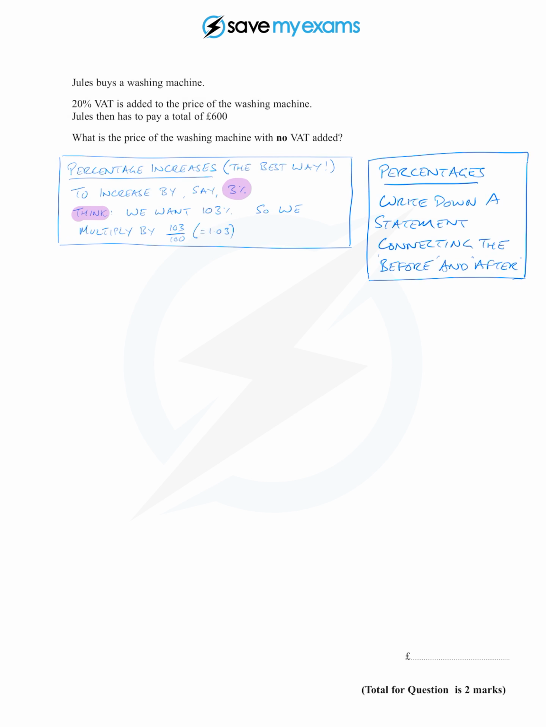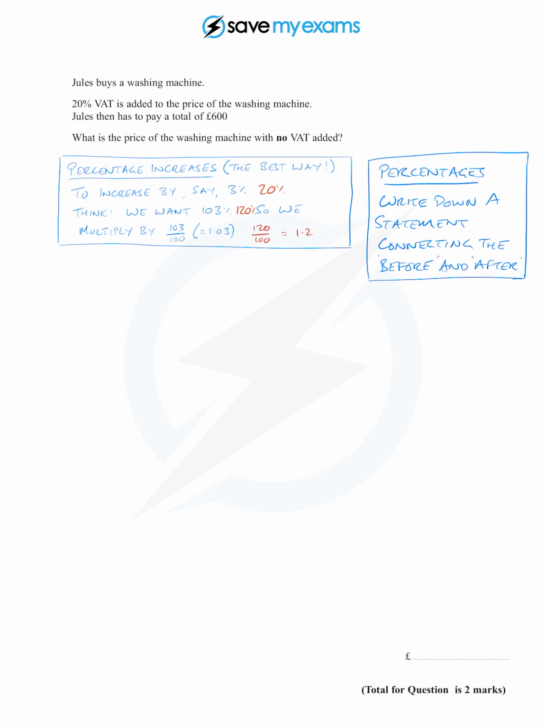So let's just do that with 20% instead. We want to increase by, let's say, 20%. So we want 120%. And so we multiply by 120% over 100, which is 1.2 or 1.20. That's what we're going to use in a minute.